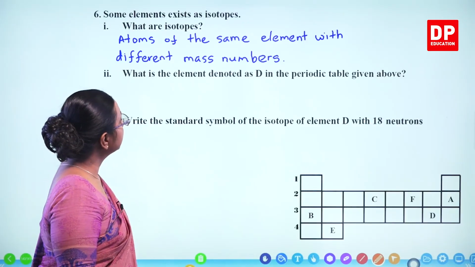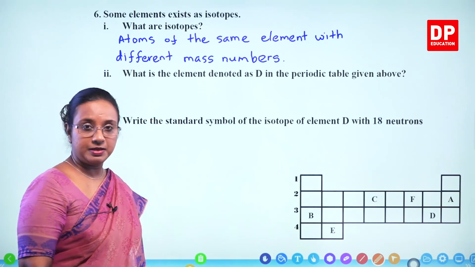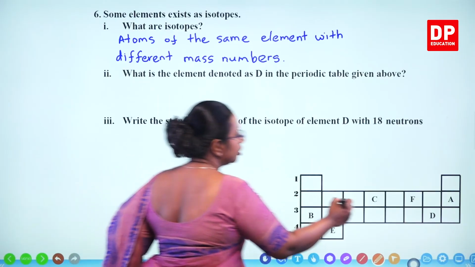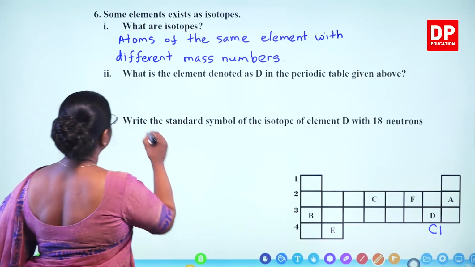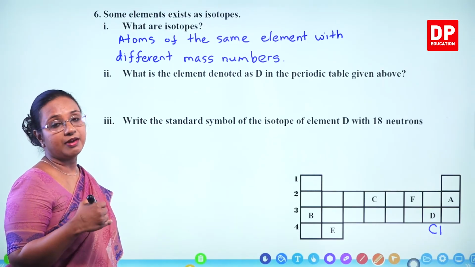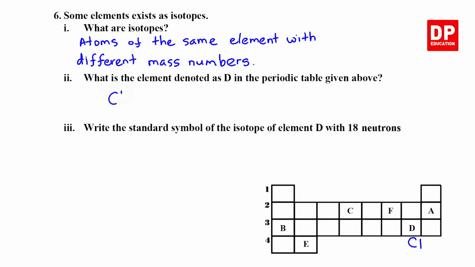What is the element denoted as D in the periodic table given below? We already identified the element as chlorine. So, D is chlorine. You have to write the name of the element, or you can write the symbol of the element. I'll write both. Chlorine, that is this. You can write the symbol or the name only.